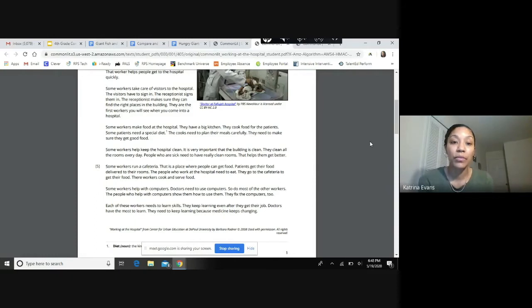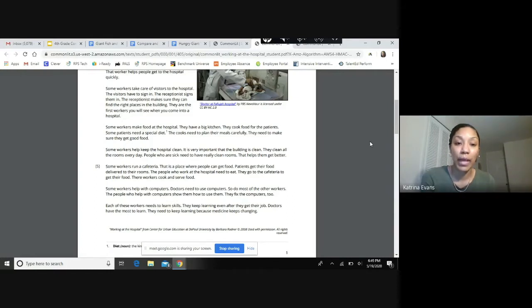Some workers make food at the hospital. They have a big kitchen. They cook food for the patients. Some patients need a special diet. The workers need to plan their meals carefully. They need to make sure they get good food.